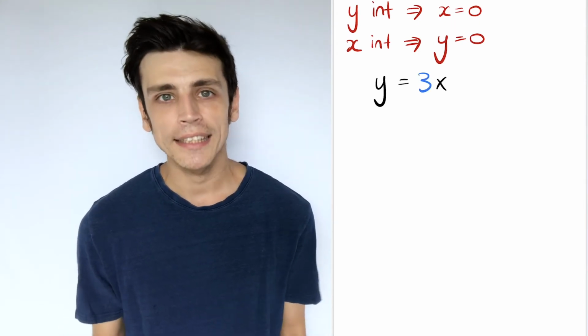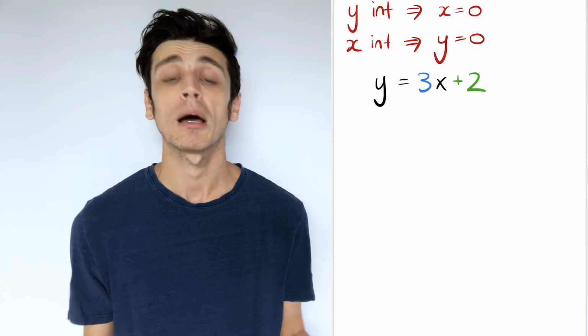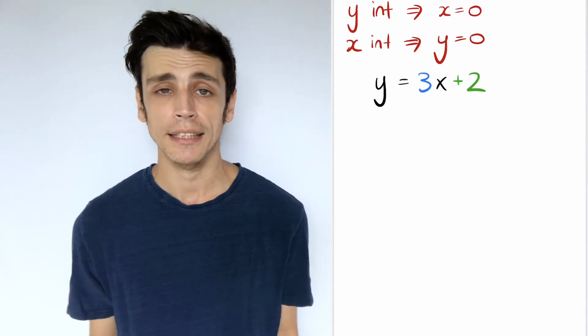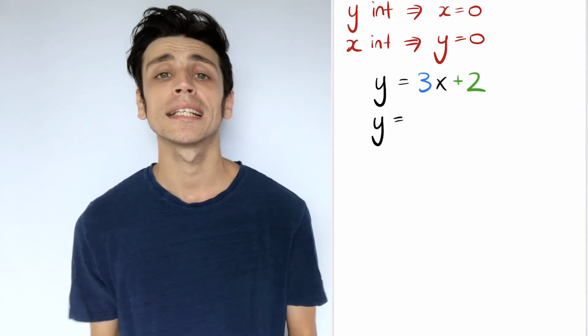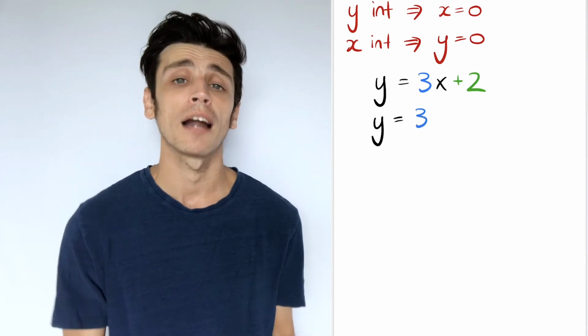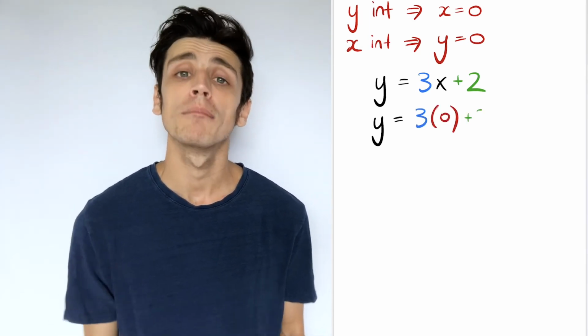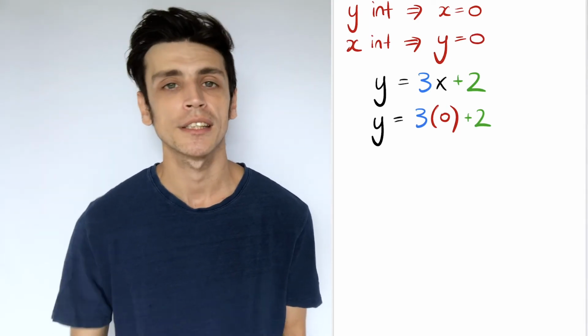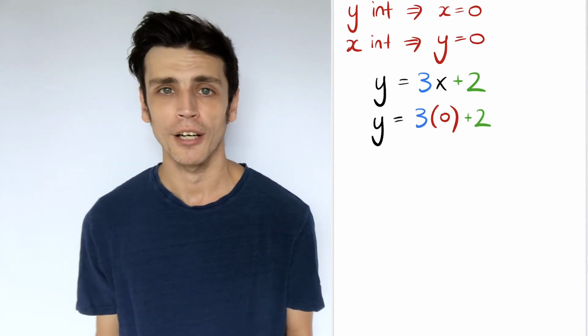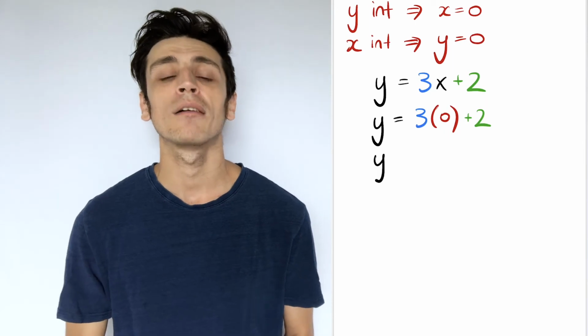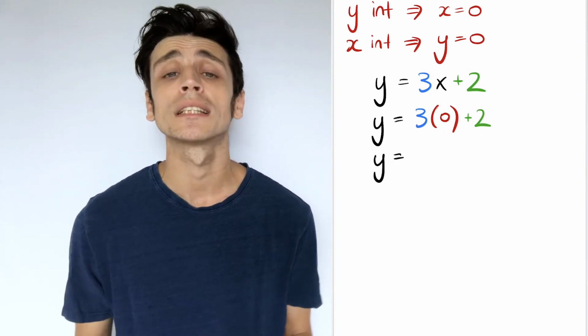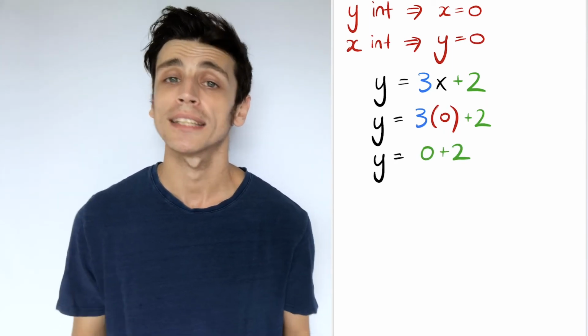So firstly, let's do our y-intercept. So our y-intercept is when x equals 0. So all we have to do is plug in 0 for every part of our equation where we have an x. So we have it as 3 multiplied by x. So we just substitute this as 3 multiplied by 0. And what we're going to get now is an equation that reads y equals 3 multiplied by 0 plus 2.